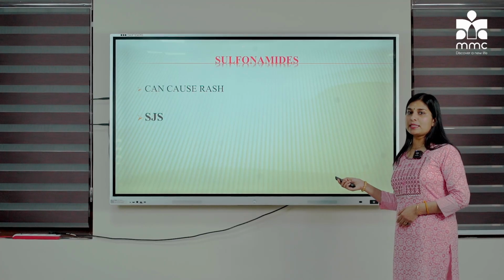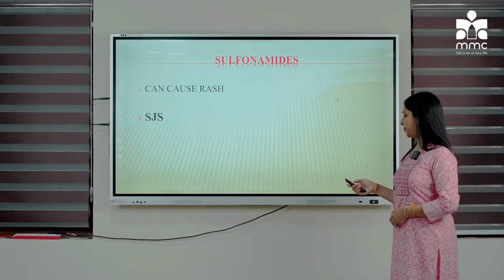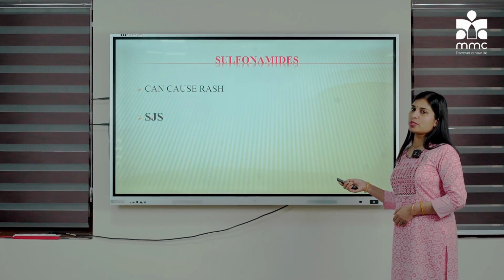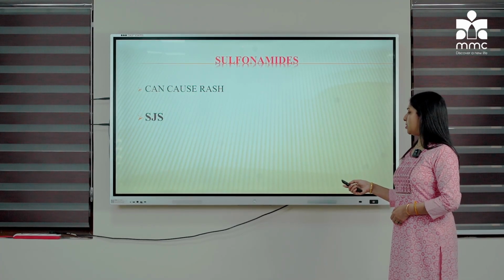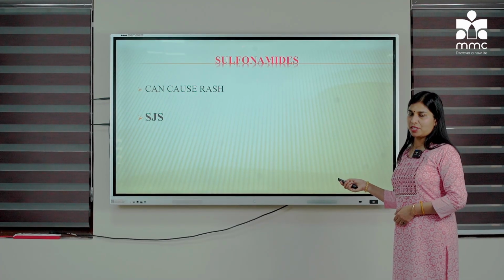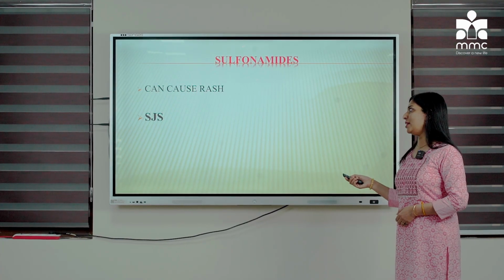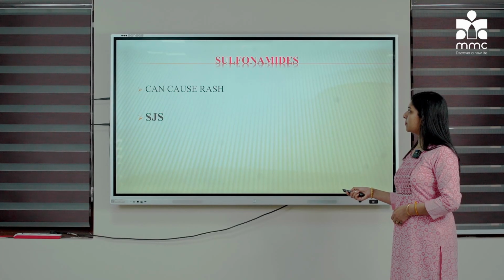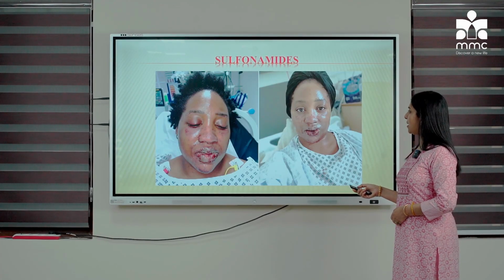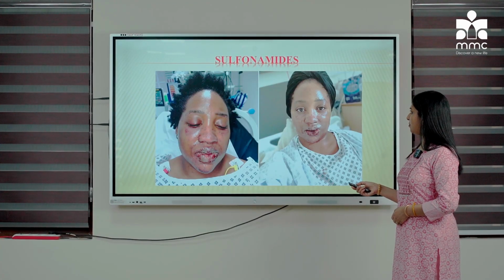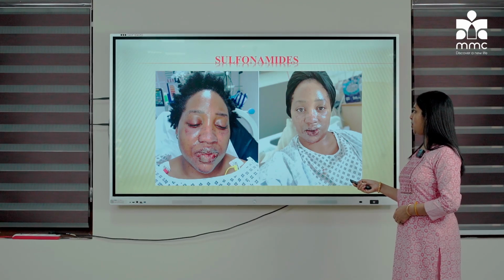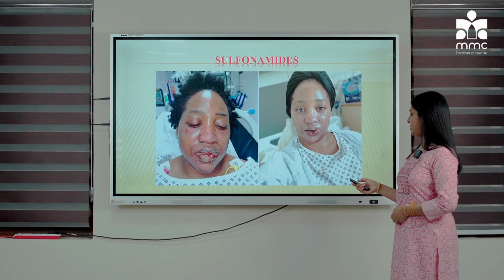So sulfonamides can cause rash, skin rashes. SJS is Stevens-Johnson syndrome. It is a hypersensitivity reaction. Usually this reaction can be seen with sulfa drugs. So here you can see the skin rash due to sulfonamides.